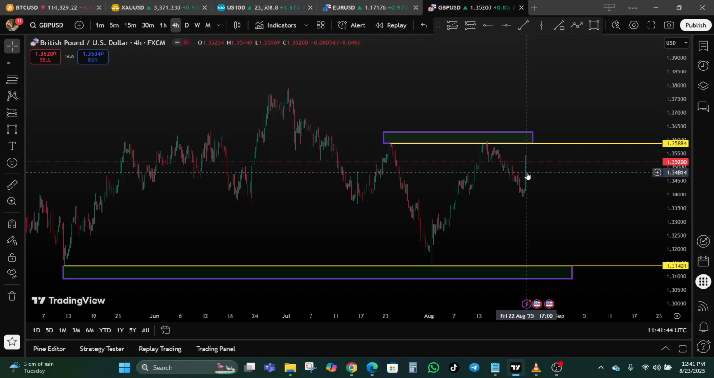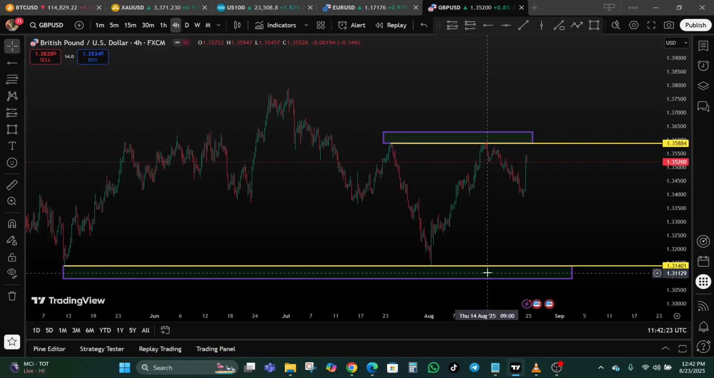Now, when it comes to trade management, always plan around liquidity. Do not place stops in obvious places where everyone else is placing them. Instead, think about where liquidity is likely to be taken, and then position yourself so that you are trading with the institutions and not against them.